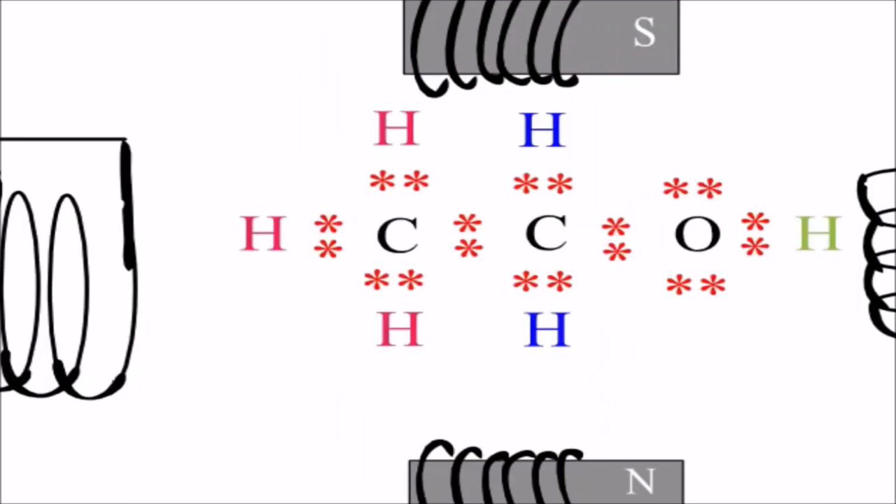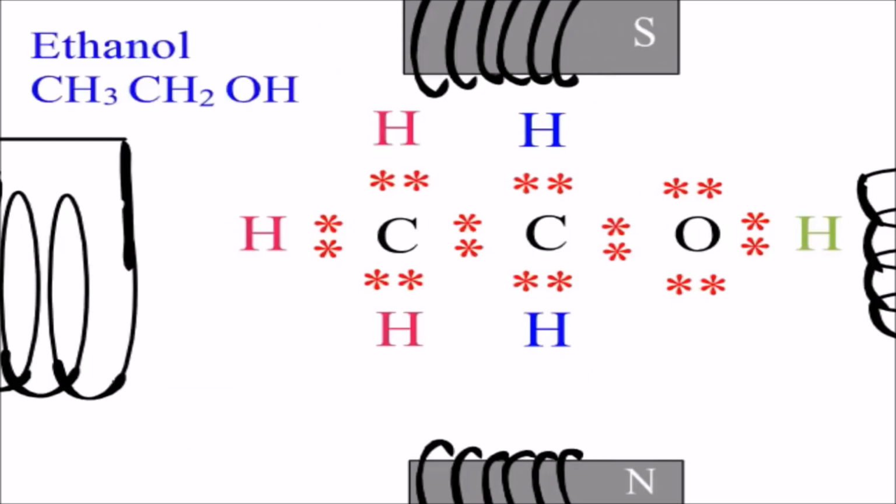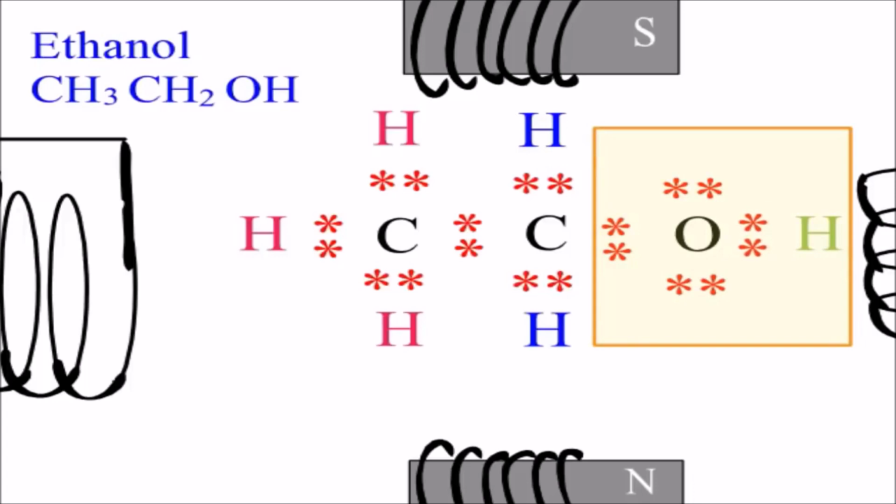I'm going to take ethanol as my first example here, C2H5OH, and the asterisks represent the valence electrons of the atoms. Highlighted here on the right, look what happens to the bonding pair of electrons between the O and the H. Oxygen is the second most electronegative element after fluorine. Being very strongly electronegative, you see it has pulled the bonding pair of electrons very close to it and well away from the hydrogen that's attached to it. So de-shielding is very high there.